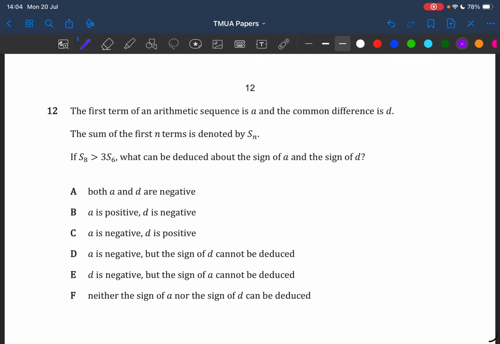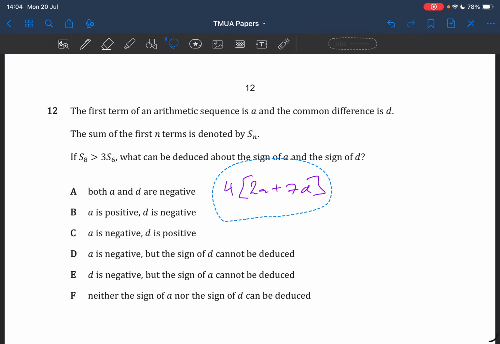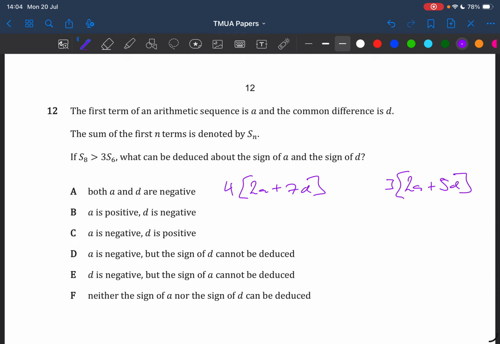So S8, what are we going to have? We're going to have 8 over 2, times 2a plus (n minus 1) lots of d. Let's make that over 2, just a 4 at the front, a bit nicer. And for the 6 then, 6 over 2 will be 3 out the front. Similar thing inside, 2a plus (n minus 1), which is 5 lots of d. But we need to times that by 3, because we had 3 of them. So it makes that 3 into a 9 out the front. And we want the 8 to be bigger than the 9.